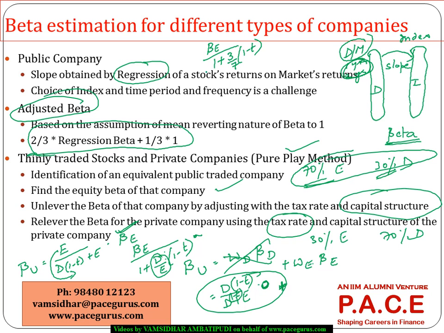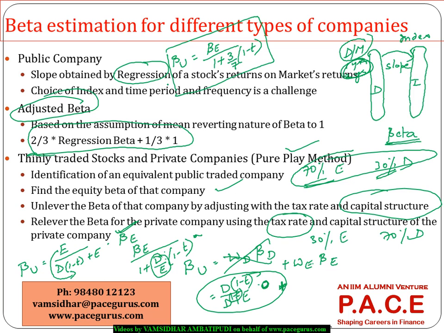This is my unlevered beta. So what we say is, once I compute this unlevered beta, I will equate the unlevered beta of the public company with the private company. The unlevered beta level I equate for both the companies.